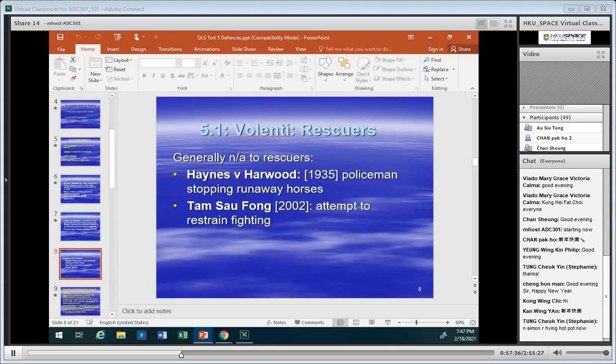What about rescuers? And this is on page 125. So what happens if you're a rescuer acting to save another? Does the defence of Volenti fit in? Well, you would think no, because this is a spur of the moment type of thing, right?